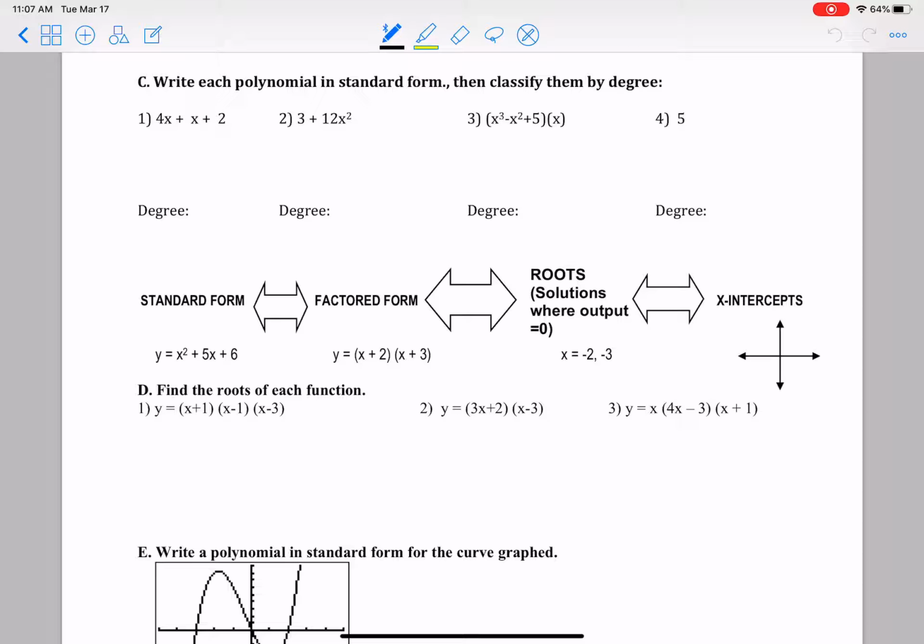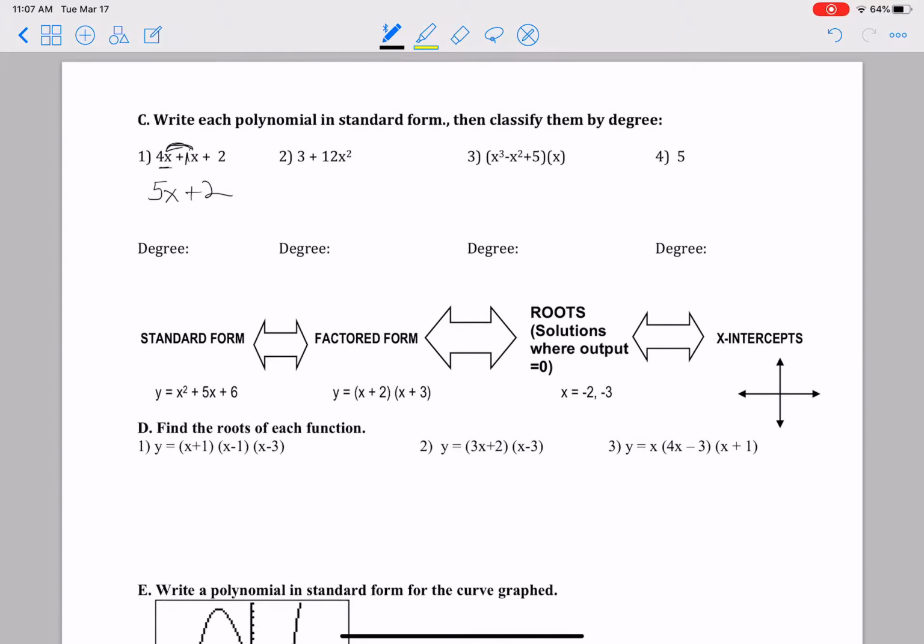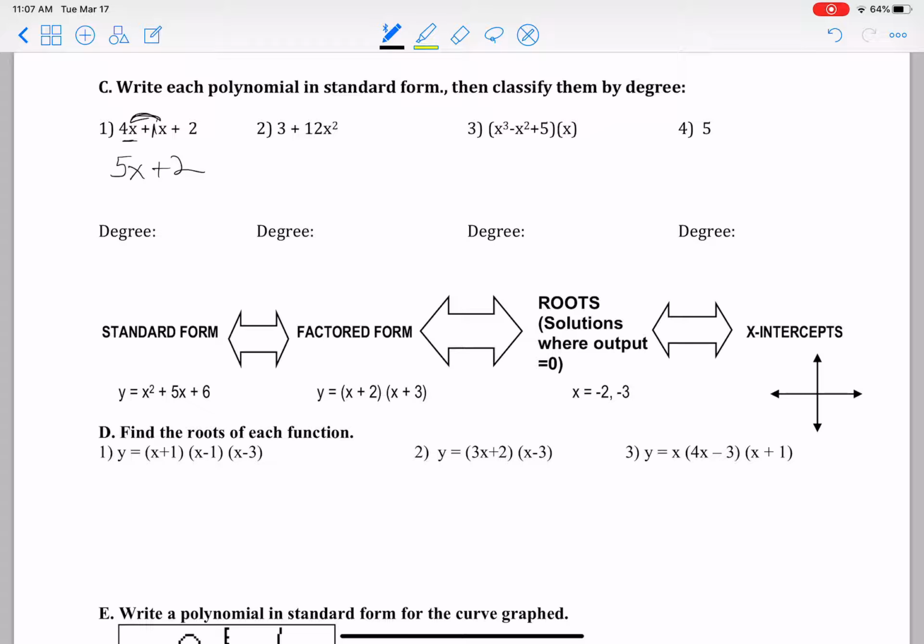Write each polynomial in standard form and classify them by degree. So standard form means I got to simplify some stuff. I got to put it in order. So this first one is weird, right? Because I have 4x. Oops. I have 4x and I have 1x. Well, why do I have those separated? So this would be 5x plus 2, because there's no reason for these two things to be separated right there. X to the 1st power is my biggest one, so there, I'm good to go.